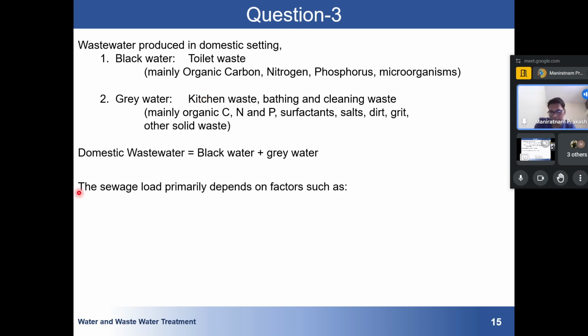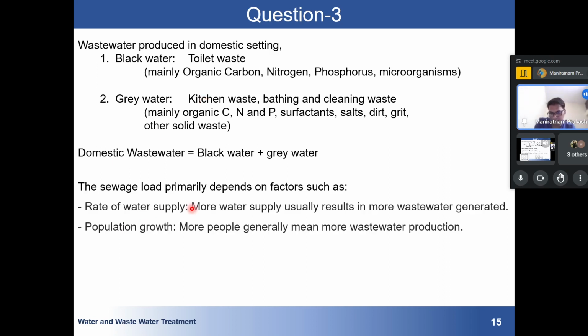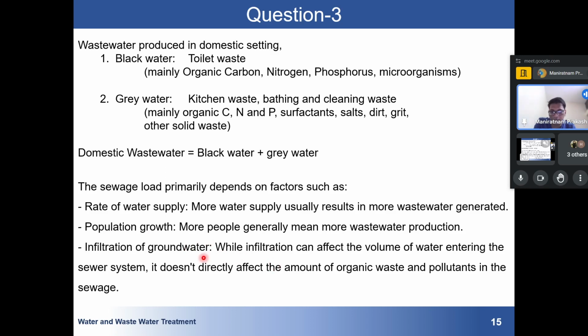I have already discussed that sewage load primarily depends on the rate of water supply, which results in more wastewater generated. The more water is given to you, the more waste you will produce. Then population growth. Infiltration, while it can affect the volume of water entering the sewer system, does not directly affect the amount of organic waste and pollutants in the sewage.